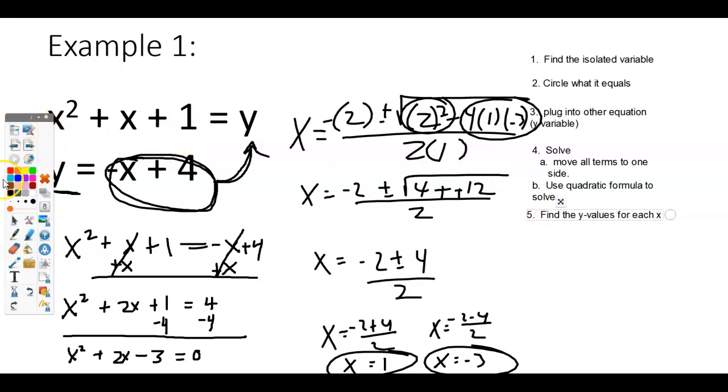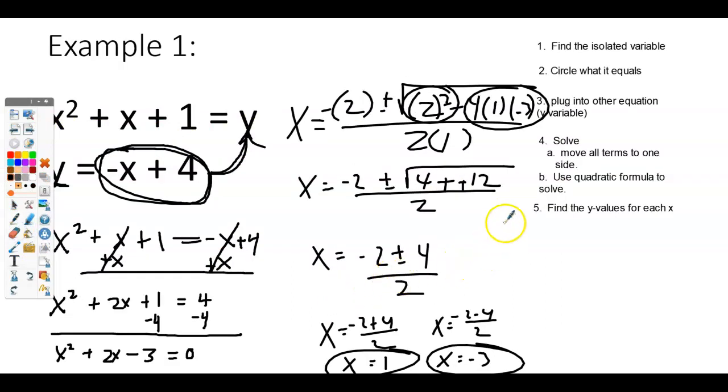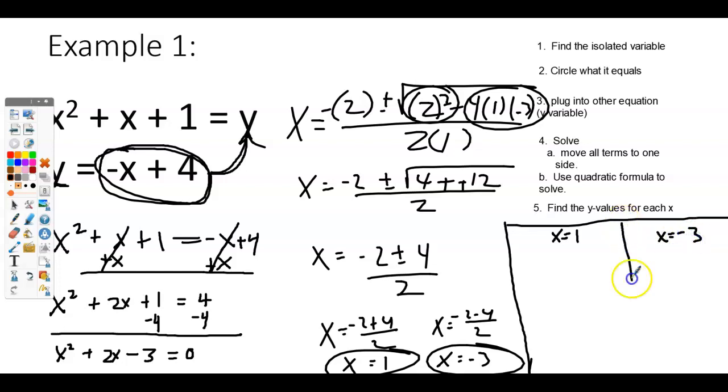Sometimes you'll only have one x, so if you have only one x, then that means you only need to find one y value. But if you have two x's, you have to find both. So we had x equals 1, and we also had x equals negative 3, right? So what you're going to do now to find the y value is you're going to plug in these x values into one of your equations.